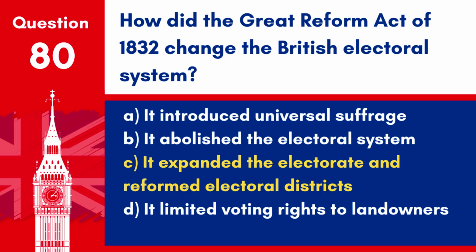Answer: C. It expanded the electorate and reformed electoral districts. The Great Reform Act of 1832 made significant changes to the electoral system, addressing widespread calls for reform.